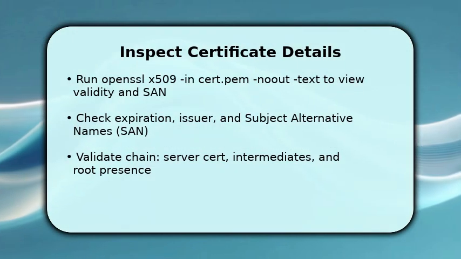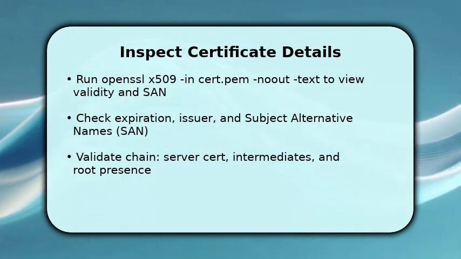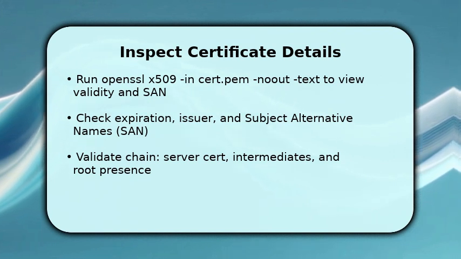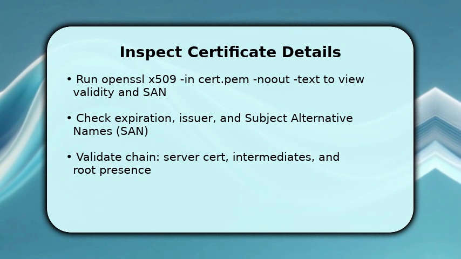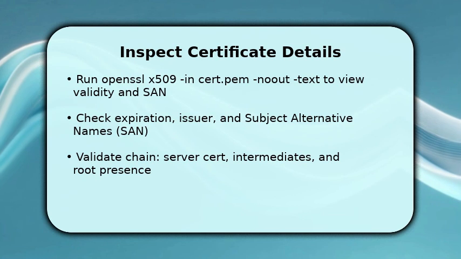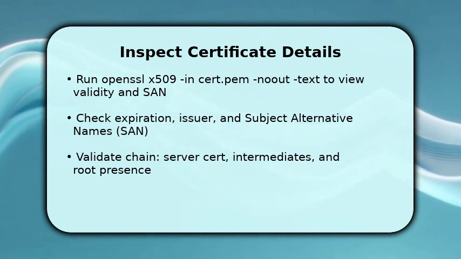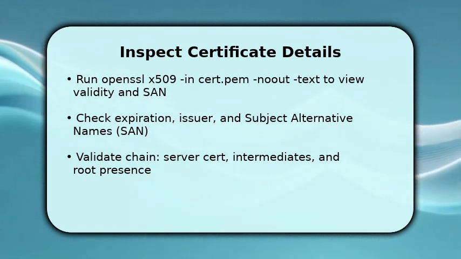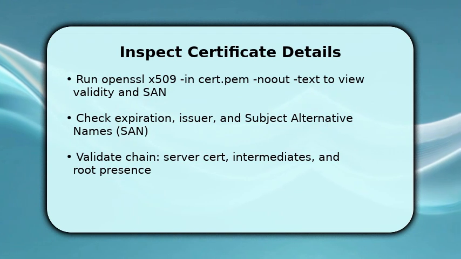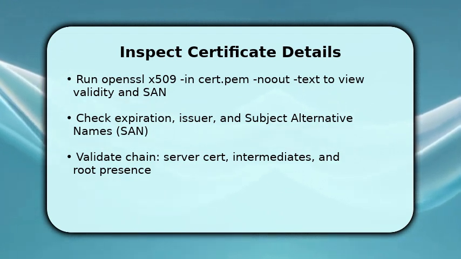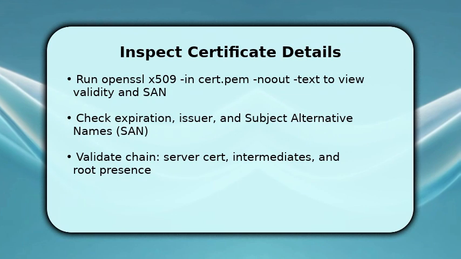Once you have the cert files, examine the certificate contents and chain to understand status and trust. Use openssl to read validity dates, issuer, and SAN entries. This explains which hosts are covered. Then verify the certificate chain. Ensure server certificate, any intermediate files, and a trusted root are present. If missing intermediates, TLS clients may fail. Also compare the private key modulus with the cert to confirm a match before making changes or reloading services.